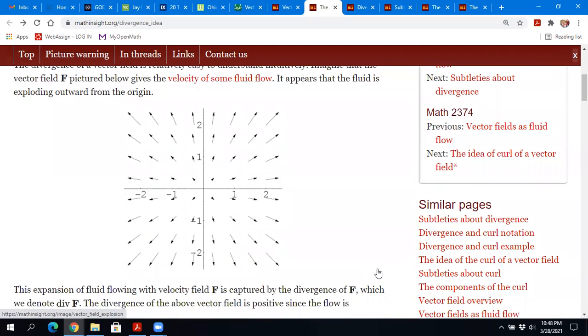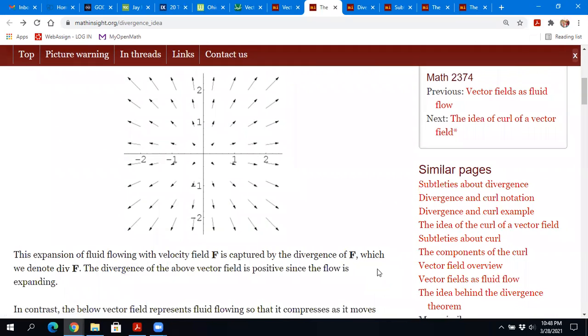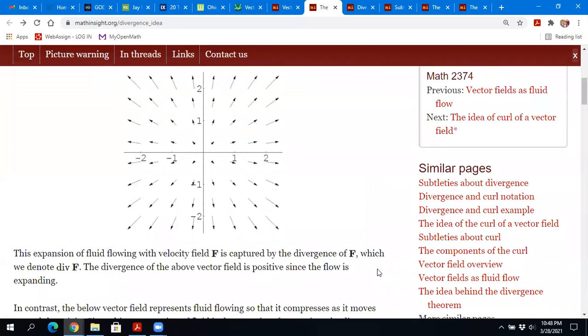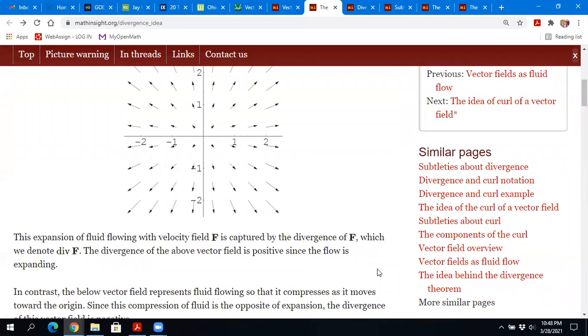This looks like the fluid is kind of exploding outward from the origin. And that notion is captured by the divergence. And here's how you notate this thing: div of f, okay? Divergence of the vector field f. And the divergence is positive if the flow is expanding at a given point. Okay? At a given point. This is all focused on given points in the vector field itself. The divergence of f is positive if it's expanding at a given point.